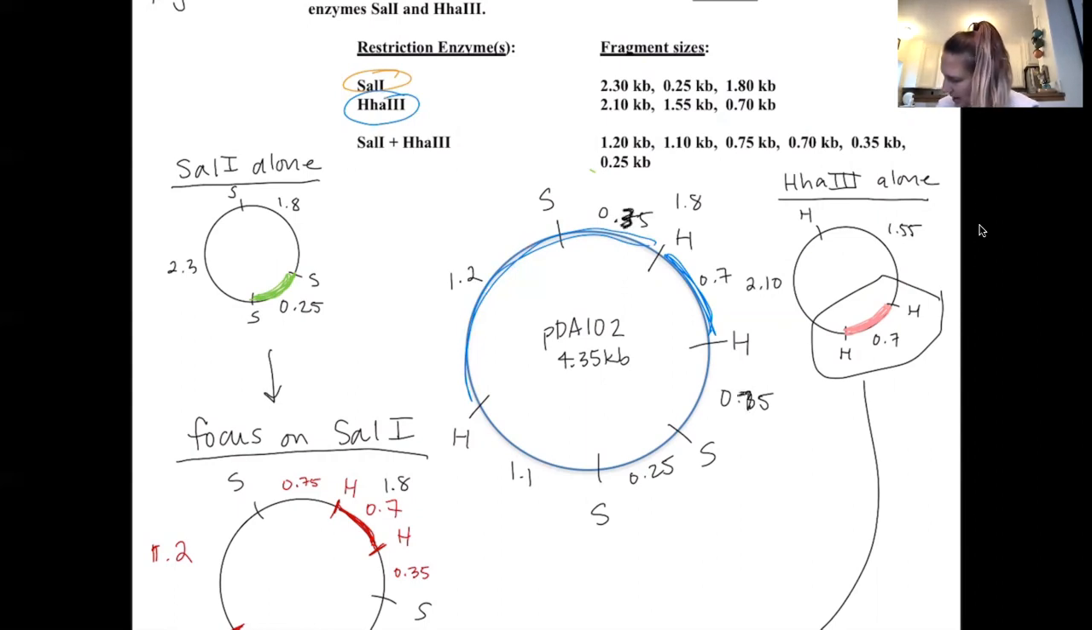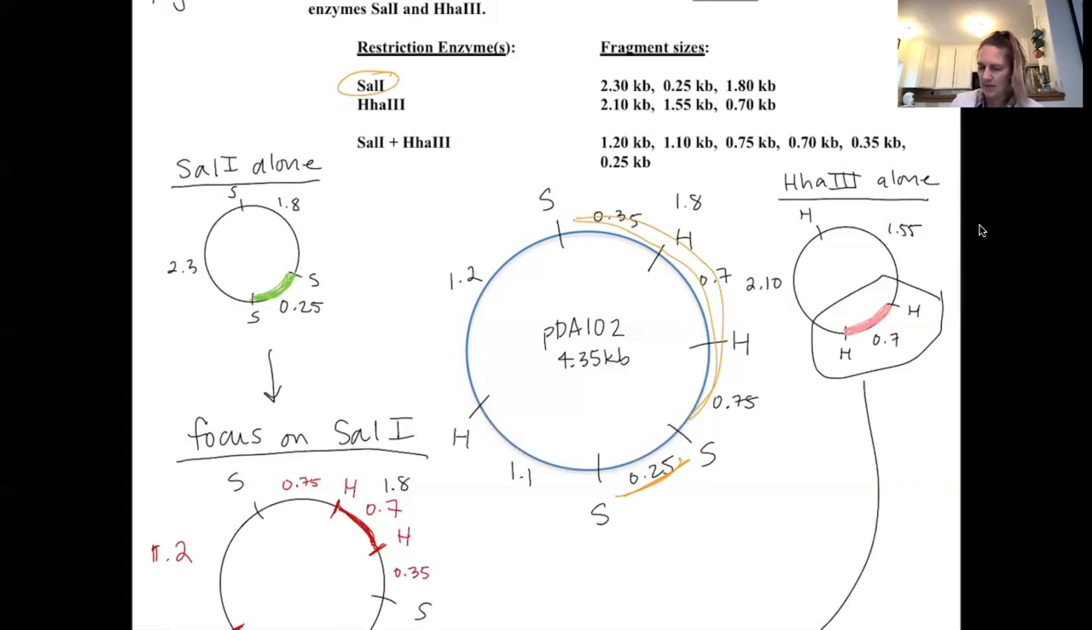So 0.75 versus 0.35. So let's try that again. We didn't know which way, so we're going to switch those two. Now here we would have 0.35 and 0.75. All right, so let's try this again. SAL one will give us 0.25, got that. Here, which is our 0.35 plus 0.75 plus 0.7, which is our 1.8, which is good. And then this over here, which would be our 2.3.